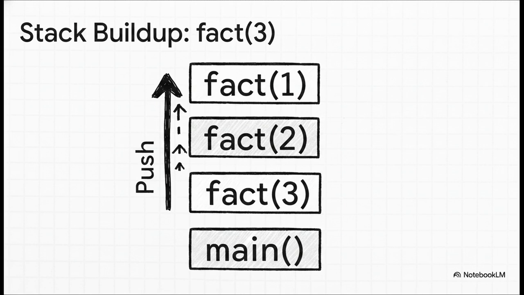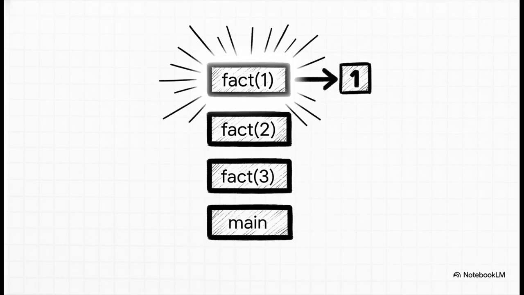But factorial 3 can't finish it. It needs to call factorial 2. So a new workspace for factorial 2 gets stacked right on top. Then it calls factorial 1, which gets stacked on top of that. Each function just waits, paused, for the one above it to finish its job. This stacking keeps going until, finally, the function at the very top of the stack hits its base case.